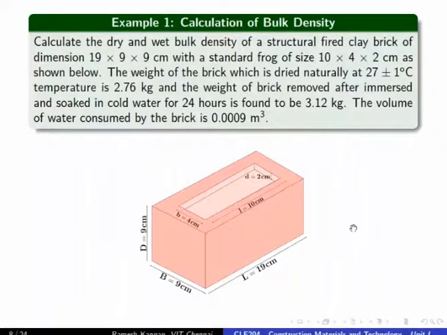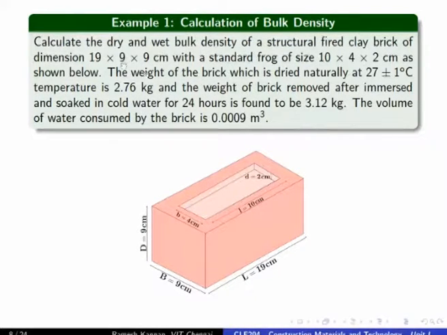Let's do a problem. Calculate the bulk density of a brick, and this is typically a brick which has the dimension of 9 centimeter height, 9 centimeter breadth, and length of 19 centimeters. A standard brick which has a frog. Frog is an indentation at the top which has the length of 10 centimeters and width of 4 centimeters and a height or depth of 2 centimeters.